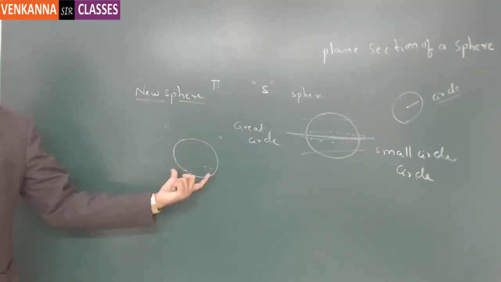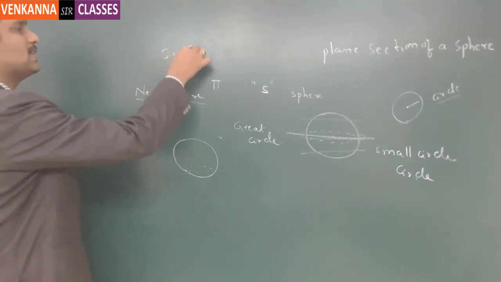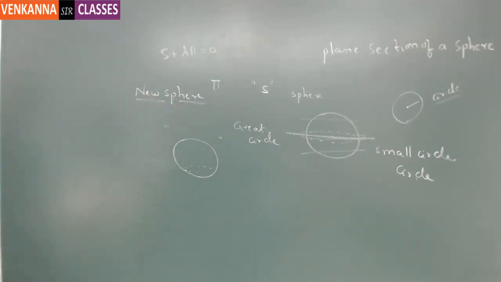So to evaluate this new sphere, the formula we use is S plus lambda pi equal to 0. It is just like pi 1 plus lambda pi 2 equal to 0 for planes. So lambda is the parameter which we are going to calculate as per the given condition of the problem. So what does S plus lambda pi give? It is used to evaluate a new sphere equation which contains the plane section, the circle. Okay? Are you clear?